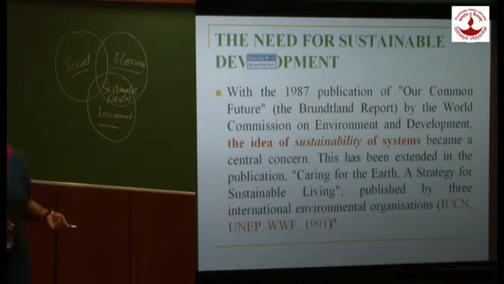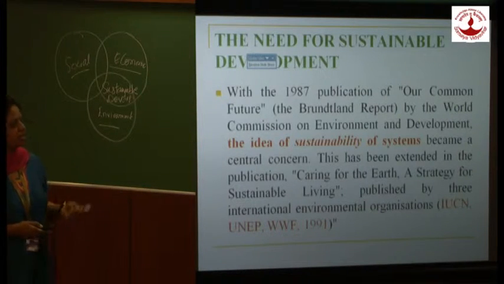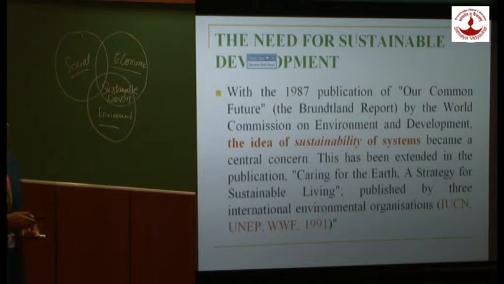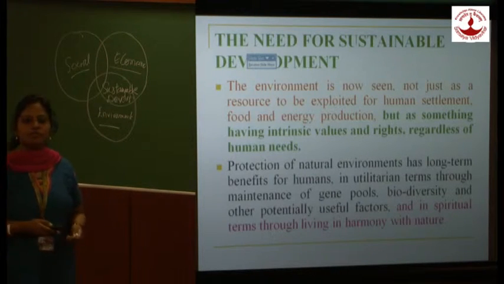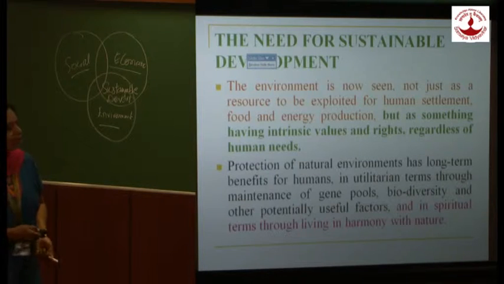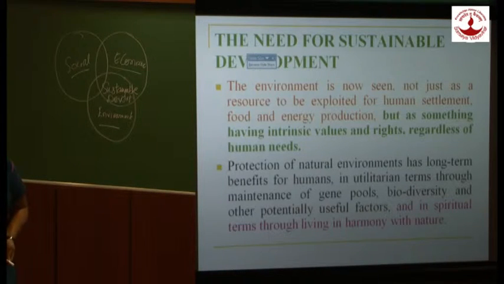This was given in the report Caring for the Earth, a Strategy for Sustainable Living, which was published by three important organizations: IUCN, UNEP and WWF. Why this need? We should understand that even Earth has some intrinsic values. Regardless of human needs, we should not go on consuming the resources. We should also think of planet Earth, which has its own values, so that resources, biodiversity and gene pools will be available for us in future. In spiritual terms, it is living in harmony with nature.